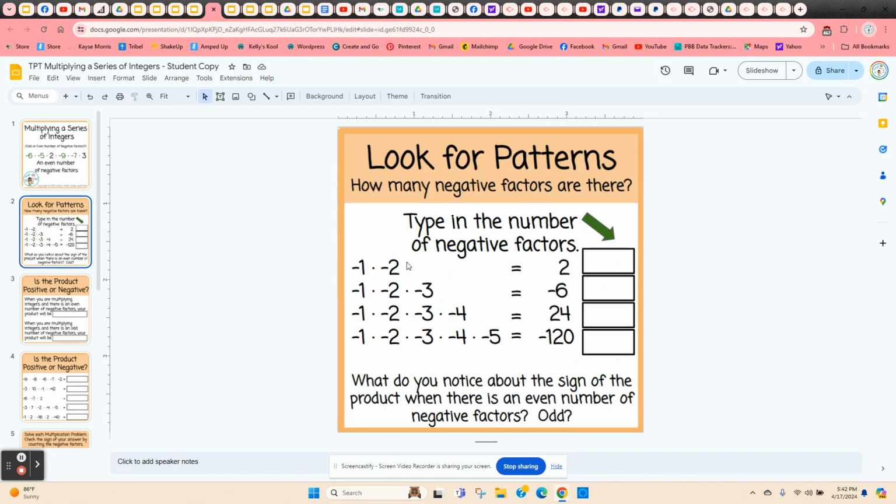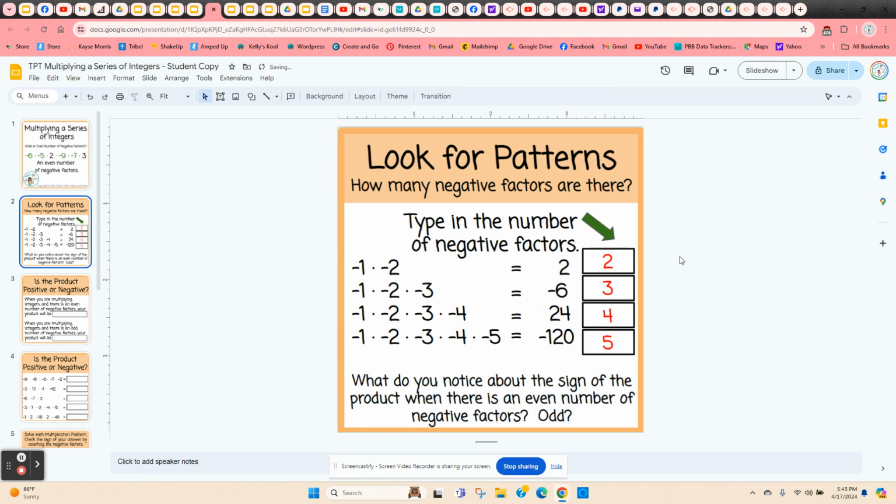So they're going to start with this slide, and it has students just counting how many negative factors are in these multiplication series. The answers are already here. So students are just going to type in the first one, there's 2 negative factors, then 3, then 4, and then 5.